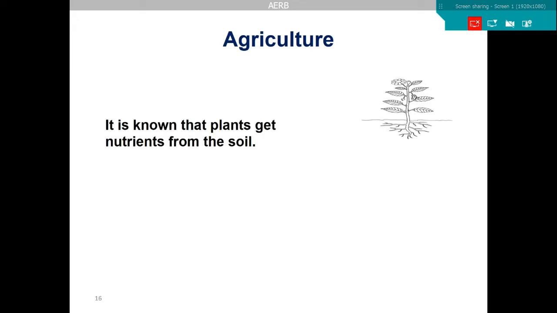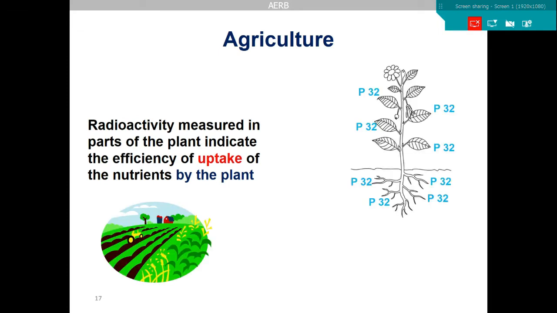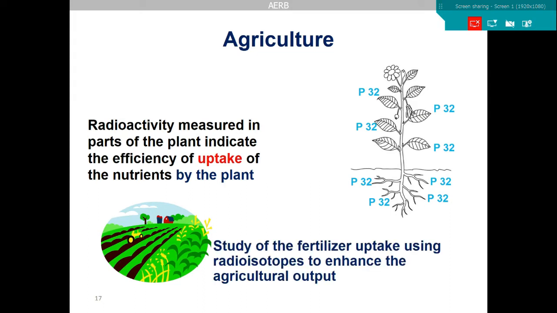In agriculture, we know that plants get the nutrients from the soil. To study how well the plants take up nutrients, radioactive material is mixed in the soil, say phosphorus-32, sulfur-35, depending upon what the researcher is seeking, and then radioactivity is measured in the parts of the plant, like leaves, stems. You take it out and measure the radioactivity present there. The radioactivity that is measured in parts of the plant indicates the efficiency of uptake of nutrients by the plant. Similarly, study of uptake of fertilizers can be done by adding radioisotope to the fertilizer, and this study will help to enhance the agricultural output.